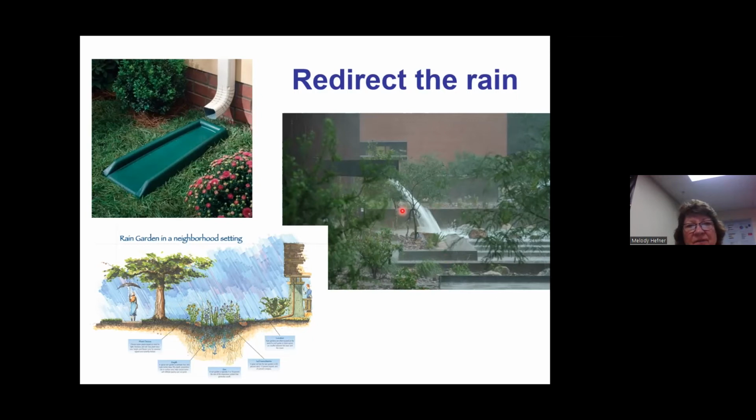And this I just thought was a very cool picture. It's from Portland, Oregon. And they've created the garden area to direct the building runoff. And it's just created this nice little feature. And it's beautiful whether there's rain pouring out or not.